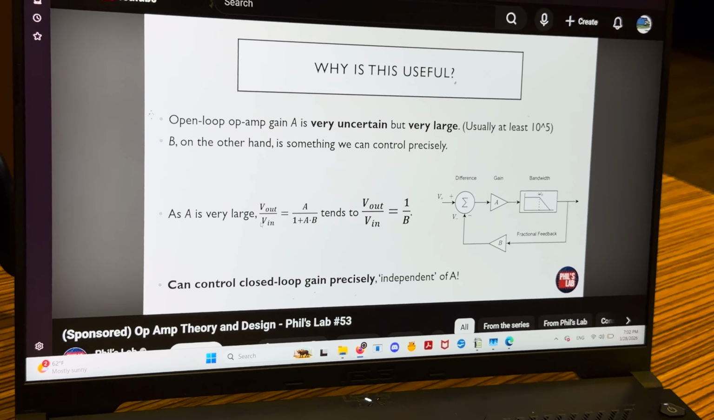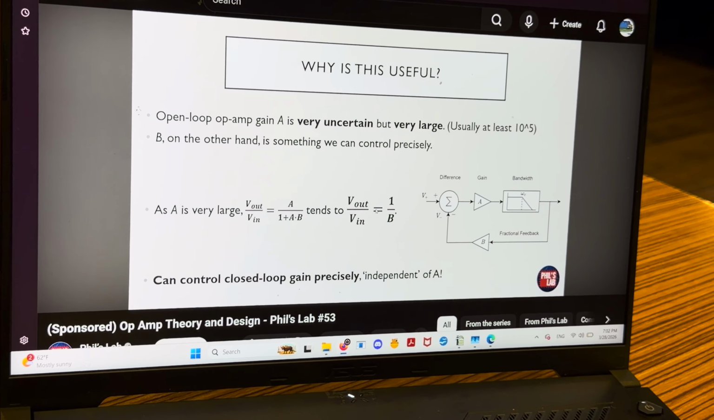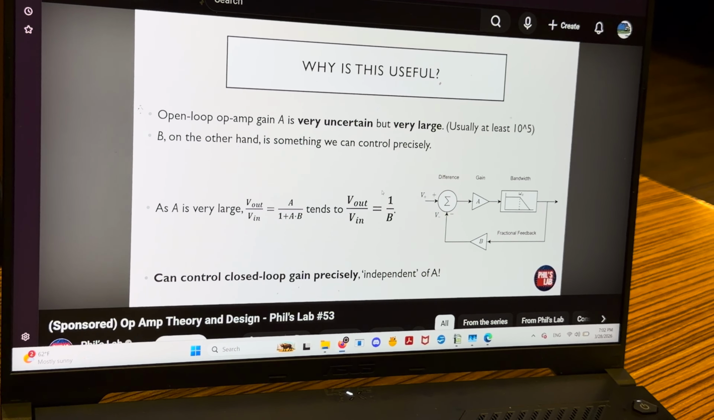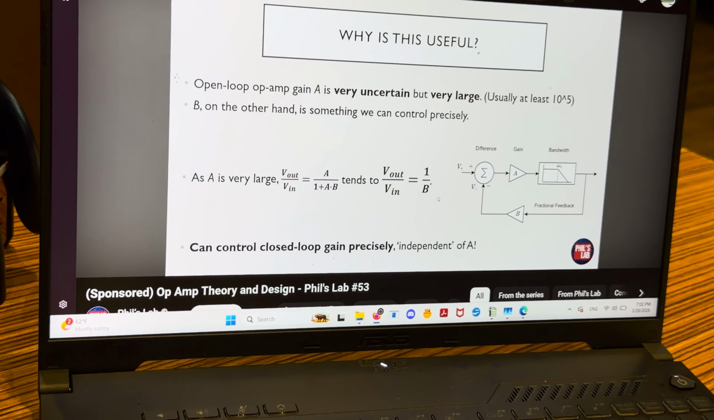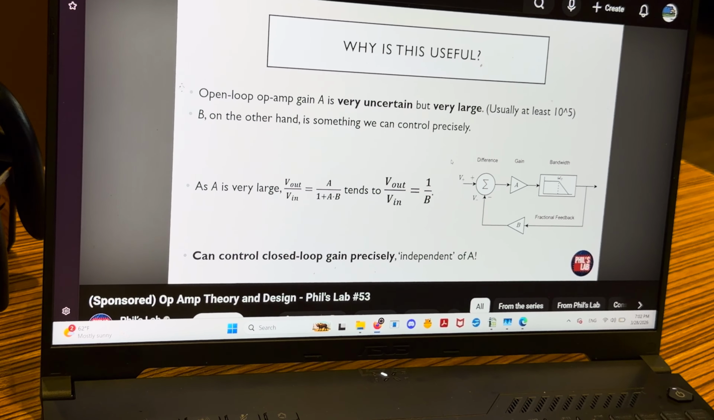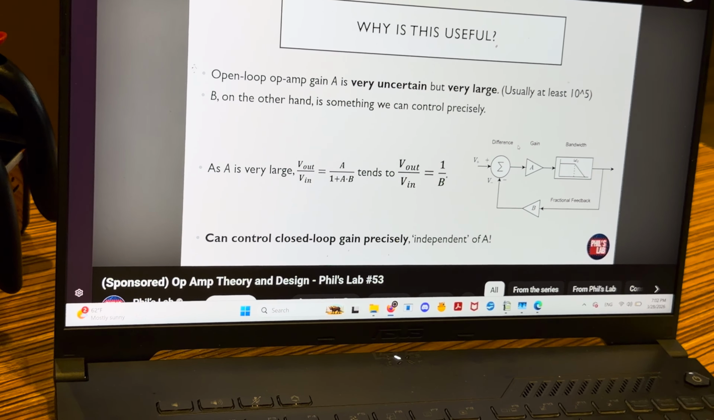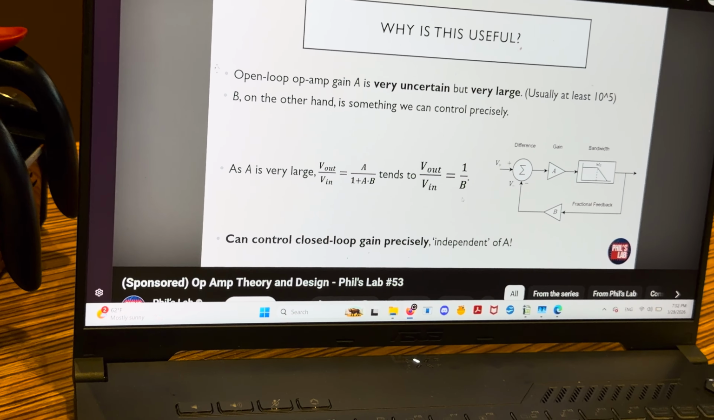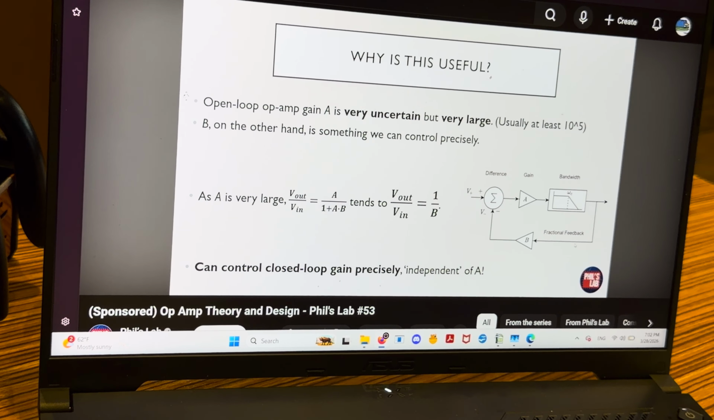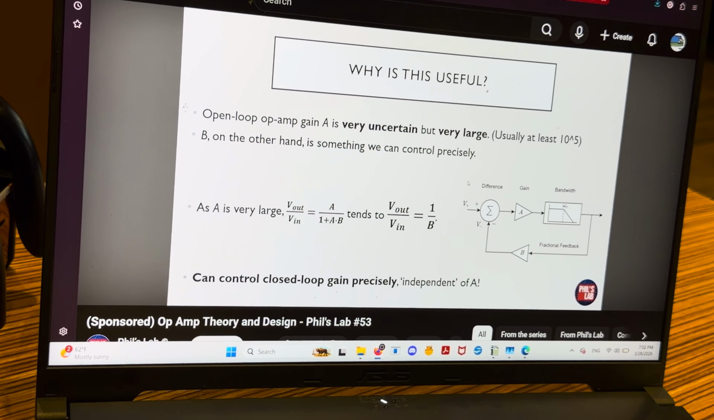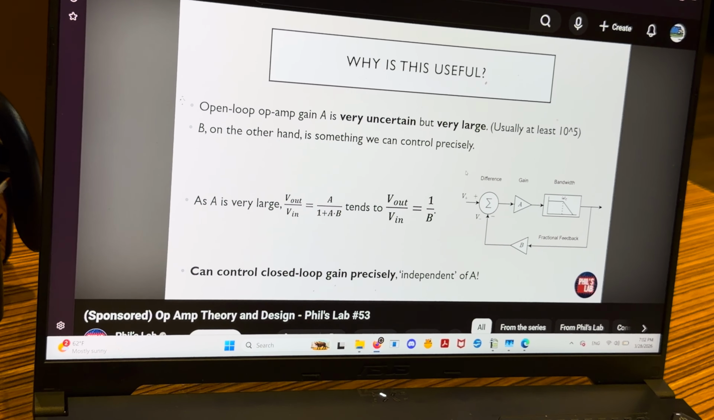It turns out that if A is very large, looking at this fraction, it tends to 1 over B as A gets very large. So this is really cool, because essentially the gain of this closed loop system does not depend on this very uncertain gain parameter A, which is intrinsic to the operational amplifier. So simply by varying our feedback fraction B, we can get a very precise gain of this closed loop system, so very precise amplification. This is pretty much independent of A, as long as A is very large.